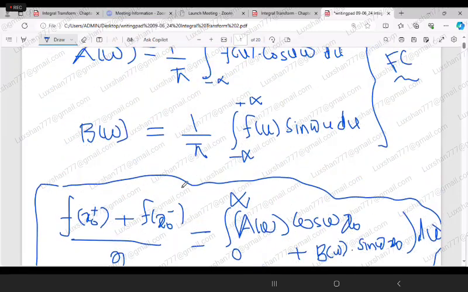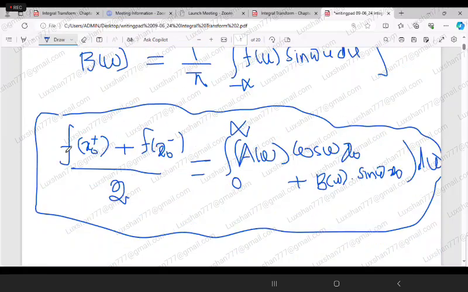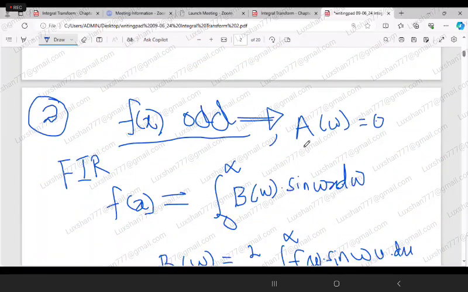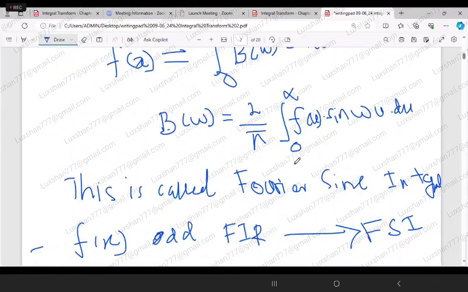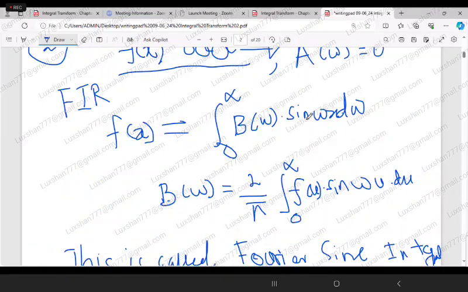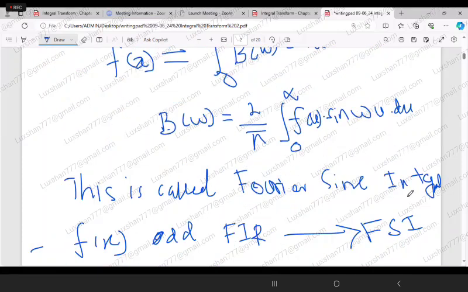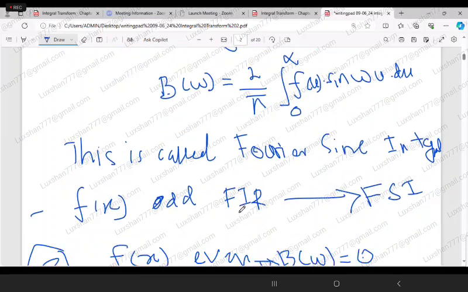If x equal to x naught is the point of discontinuity, then you have to take the average of these two. And if f(x) is an odd function, then a omega becomes 0. Therefore, the Fourier integral representation will have the sine component only, so we say that it's a Fourier sine integral. Therefore, if f is an odd function, then the Fourier integral representation becomes the Fourier sine integral.